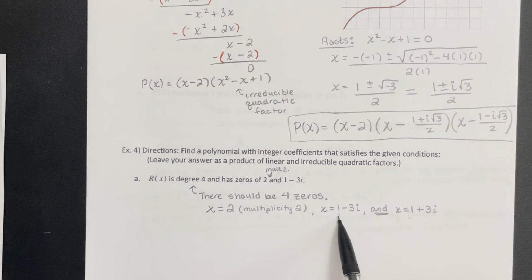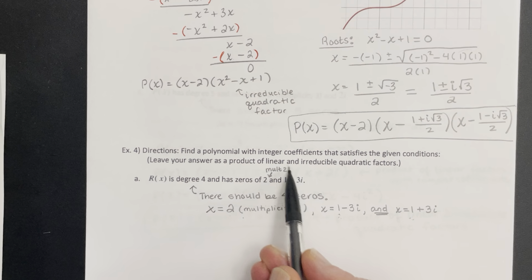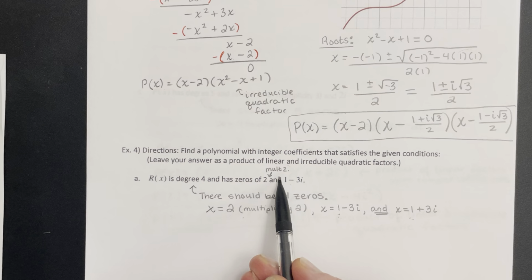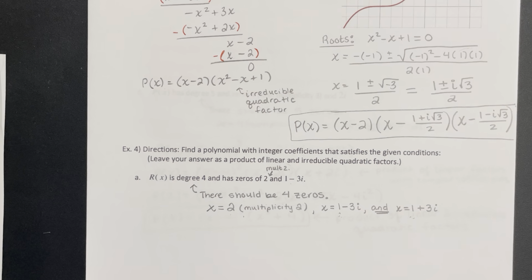The only other way to get 4 roots here is if that 2 had a multiplicity of 2, because that 2 should be counted twice. And then I have one at 1 minus 3i and another at 1 plus 3i. So I forgot to type this in the notes, but multiplicity of 2 here, and there are 4 zeros now. Given those zeros, we can write the factors that go with them.